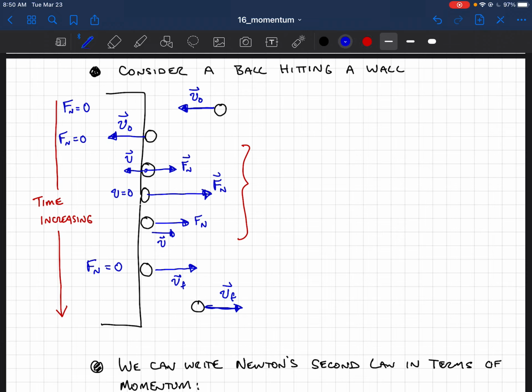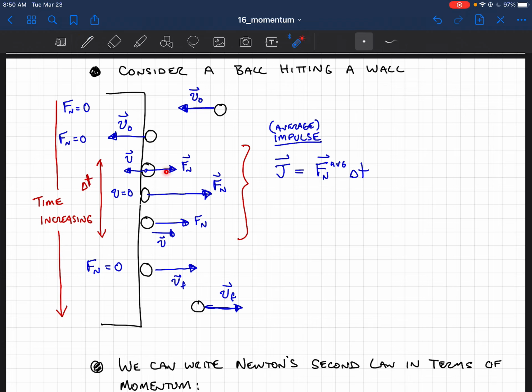So we say that there's an impulse, J, and I guess we should say average impulse, and that's going to be the average normal force applied over the amount of time that the ball was in contact with the wall. So that's like our delta t right there. So you could average over the force value that you have during the whole period in which the ball was in contact with the wall, and you could multiply that average force vector by delta t, and that's what you get for the impulse.